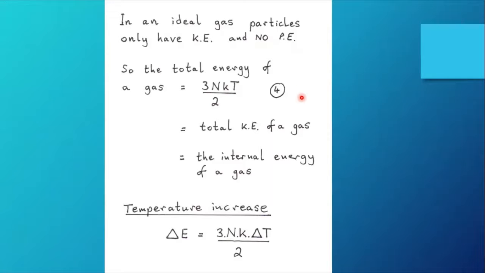So the total energy of a gas, we've already established, is 3NkT over 2. That's the total kinetic energy of a gas. So that's the internal energy of a gas. And if we have a temperature increase, then the energy will increase by a corresponding amount given by this equation. It's a useful relationship to bear in mind for exam questions.